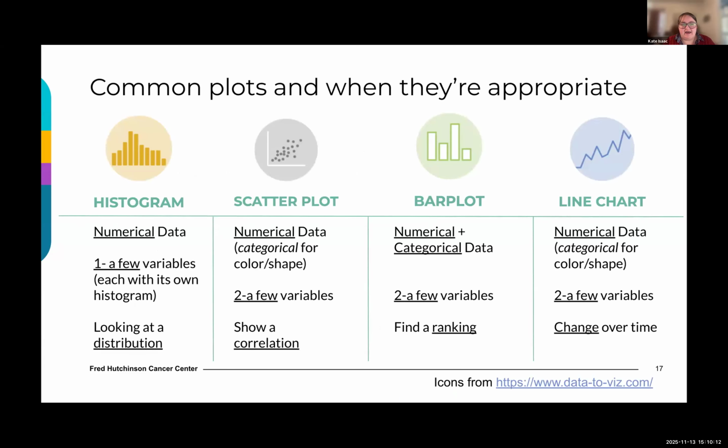Here are 4 common plots that you're probably familiar with, and when they're appropriate, given those questions we just discussed. With histograms, you're using numerical data. You're going to have one variable unless you're looking at a few variables and each has its own histogram. And its goal is to look at a distribution. While with a scatter plot, you have numerical data and you need at least 2 variables, one for the x-axis and one for the y-axis. However, you could have an additional variable that might be categorical that affects the color or the shape of those points in the scatter plot. And this is often going to be used to show a correlation.